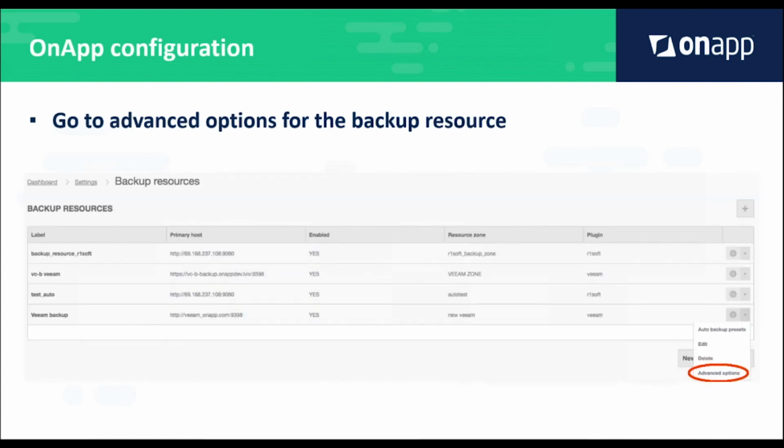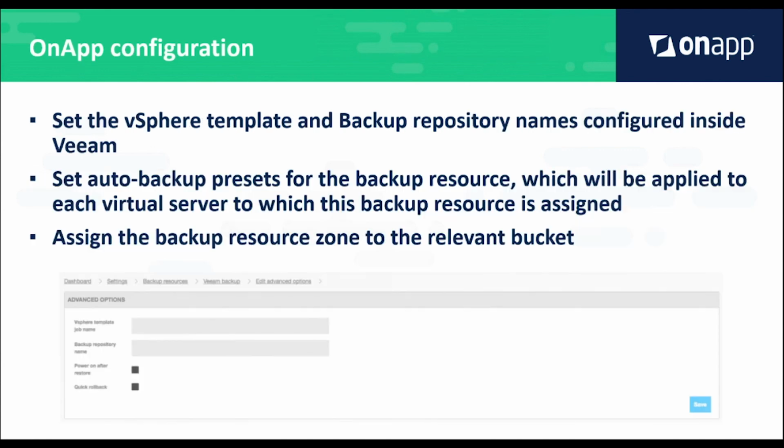Different plugins have different advanced options. For Veeam particularly, you should set the values that you have added on the Veeam side. So you are adding the vSphere template, and you are adding the backup repository which you have configured inside Veeam. After that, you have to set the auto backup presets for the backup resource, which will be applied to each virtual server to which this backup resource will be assigned. And finally, assign the backup resource zone to the proper bucket. So we have finished the configuration, and now it's ready to use.